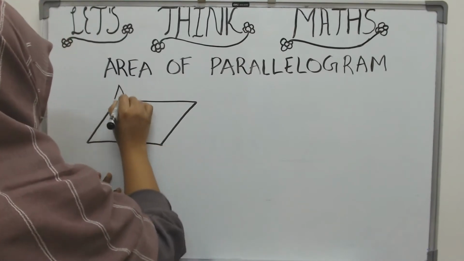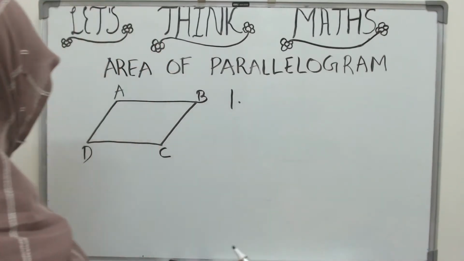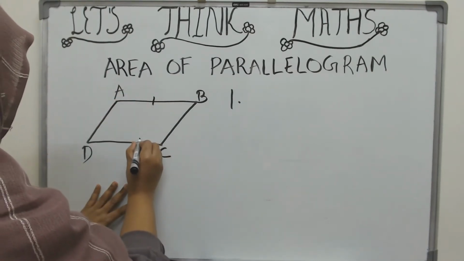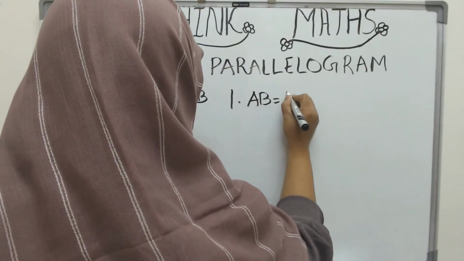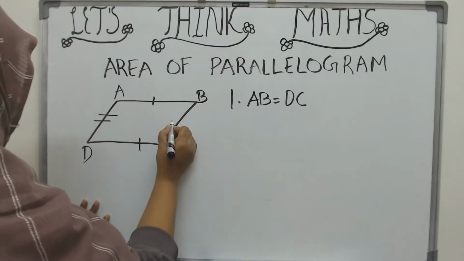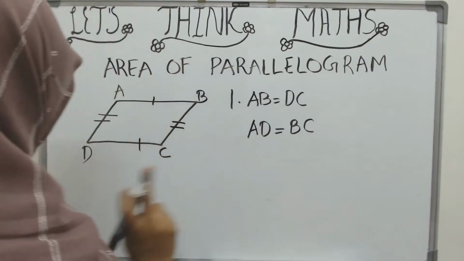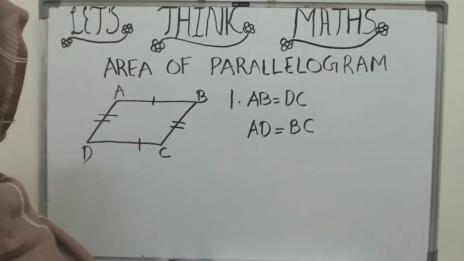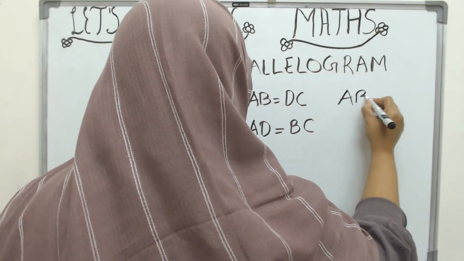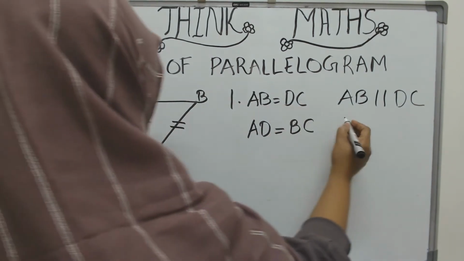First, let us name it A, B, C, D. It satisfies three conditions. First condition is that opposite sides are equal. So what are the opposite sides? AB, DC. So AB is equal to DC and these are also two opposite sides, AD and BC. So its opposite sides are equal. That is the first condition. Second condition is that the opposite sides are not only equal, they are also parallel. That means AB equal and parallel to DC and AD parallel and equal to BC.